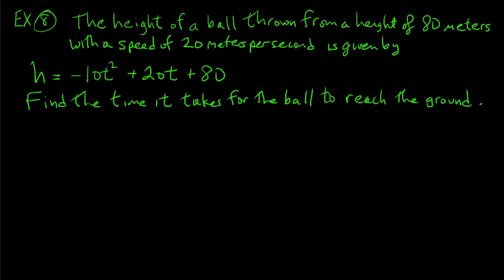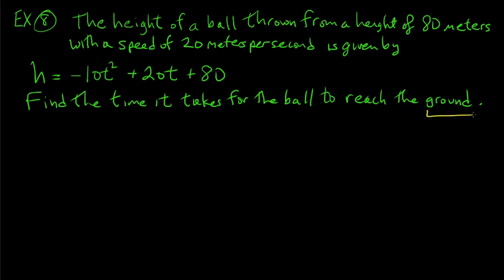Okay, last question. The height of a ball that's thrown from a height of 80 meters with a speed of 20 meters per second is given by the equation, right? So h for height is negative 10 t squared plus 20t plus 80. Okay, so this is given, right? Find the time it takes for the ball to reach the ground.